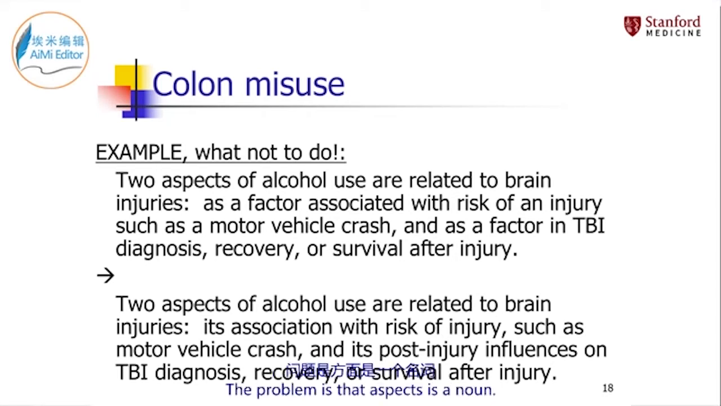The problem is that aspects is a noun. The reader is told that they are about to get a list of aspects, which means the reader is expecting nouns to follow the colon. Instead, the reader gets prepositions, as. This is grammatically incorrect. To correct this, we need to use nouns after the colon. So we could say, "Two aspects of alcohol use are related to brain injuries: its association with risk of injury, and its post-injury influences on diagnosis, recovery, and survival." Association and influences are both nouns.